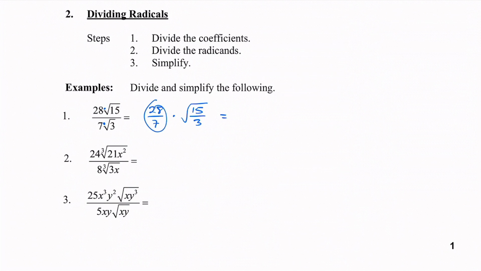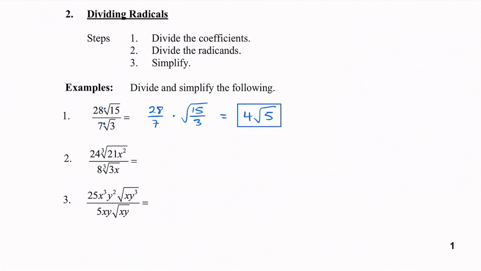So 28 divided by 7 is 4. And then inside my square root, 15 divided by 3, that is equal to 5. And then again, always just make sure that you check and see whether you can simplify. In this case, we can't simplify that.